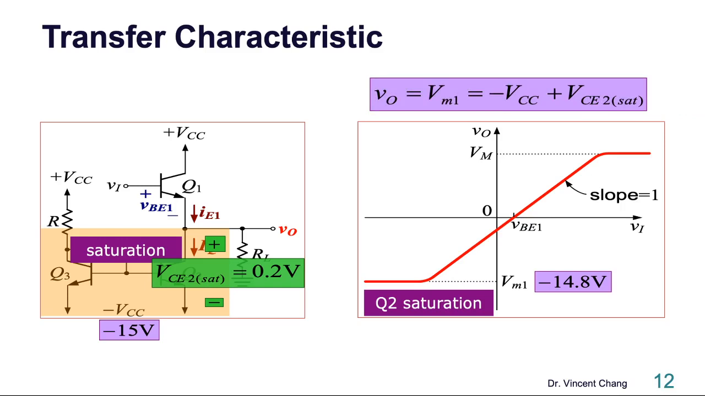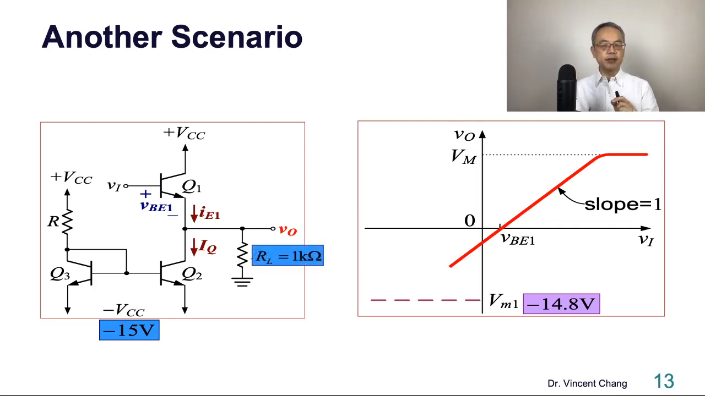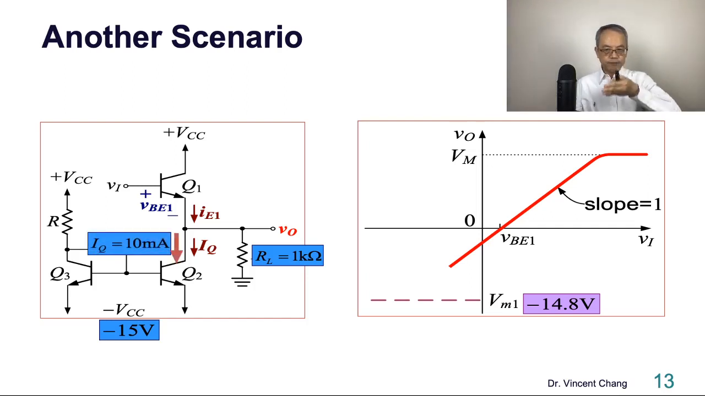So this is the expression for the negative saturation voltage, negative VCC plus VCE2 saturation. Now let's consider another scenario. Let's say the load resistance is 1 kilo ohm, and the reference current, the bias current, is 10 milliamp. So 1 kilo ohm of load resistance, 10 milliamp of bias current.